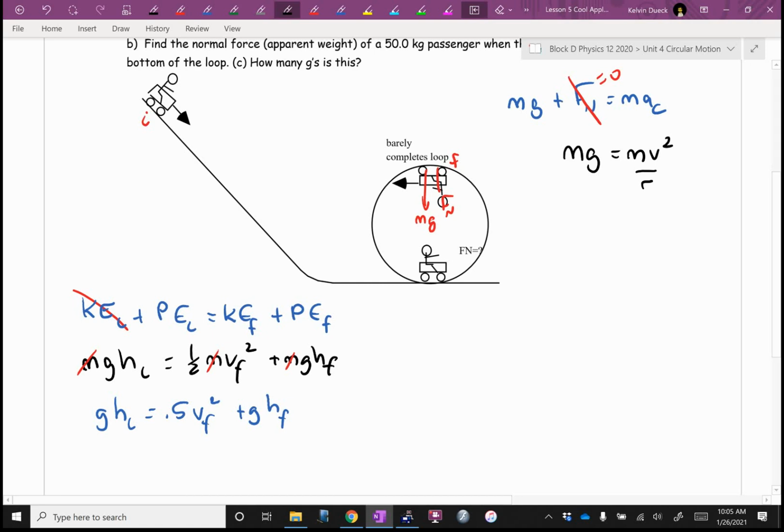Are we okay? The M's cancel. Now, I heard Carter say square root of GR. I'm actually not going to do that. I'm going to be clever. I know, Carter, you're not used to being... But I'm going to be clever.